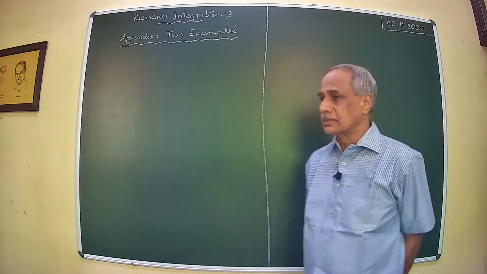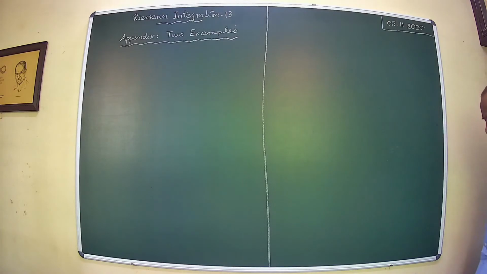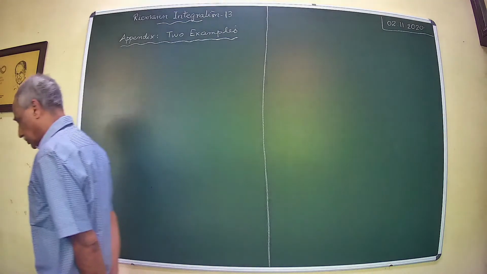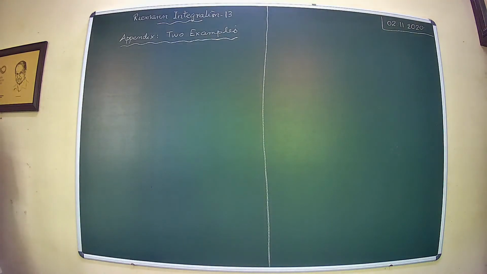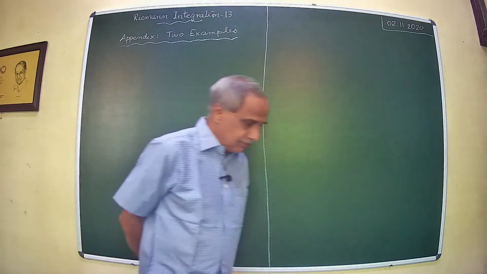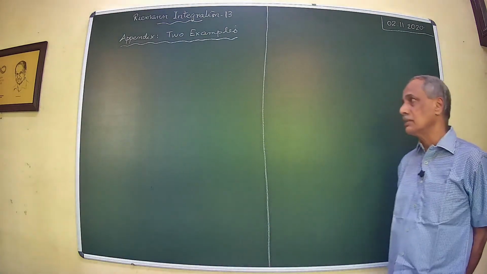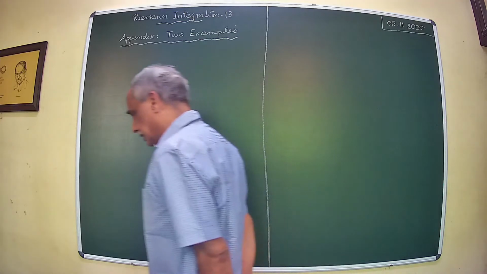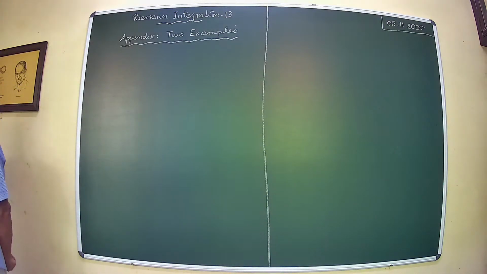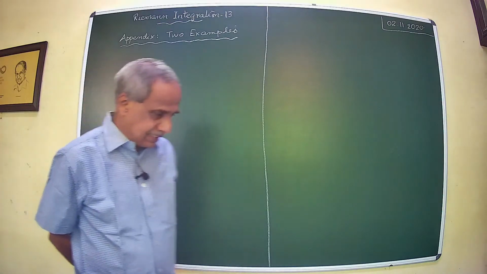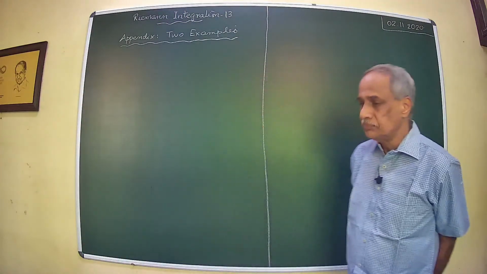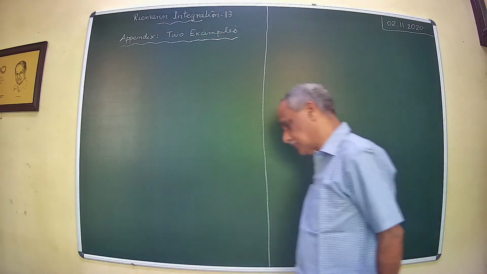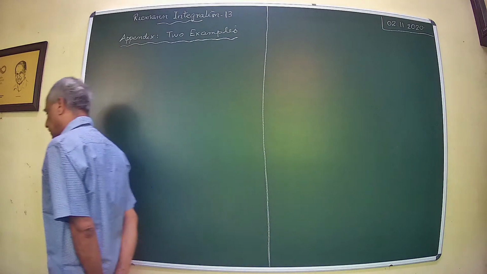Let us discuss two fascinating examples in the context of Riemann integration. Now, one of them is a function which is discontinuous at countably many points on an interval AB, which is also dense on that interval, and at the same time the function is bounded and the function is Riemann integrable.